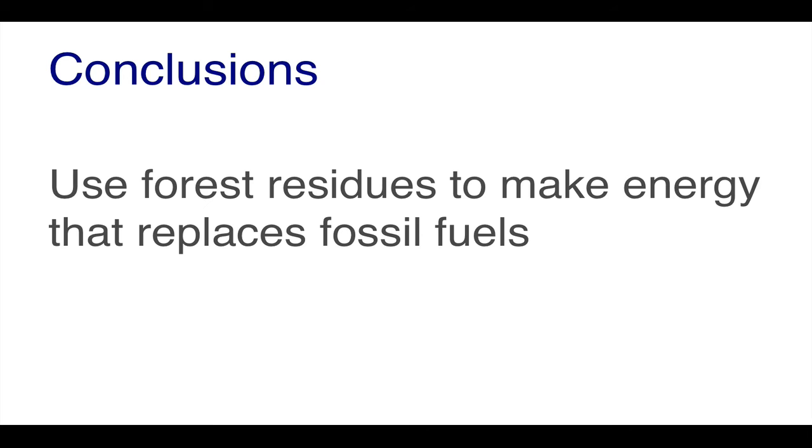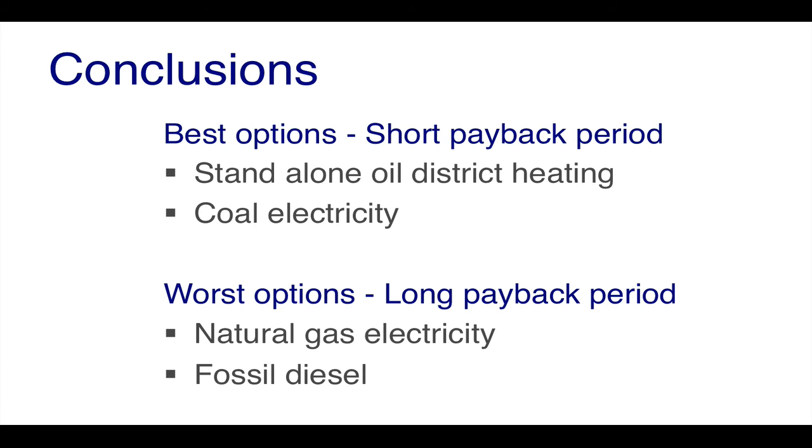We recommend that we should use forest residues to make energy that can replace fossil fuel. And we found that we can have a rather short payback period if we can replace these carbon-intense sources of energy, such as oil or coal. It is very important to note that if we can have a lot of direct replacement, a lot of direct retrofitting of district heating or coal, where we can do co-firing, for example, these are the best displacement options. Whereas the ones with longer payback periods consist of natural gas electricity or replacing fossil diesel.